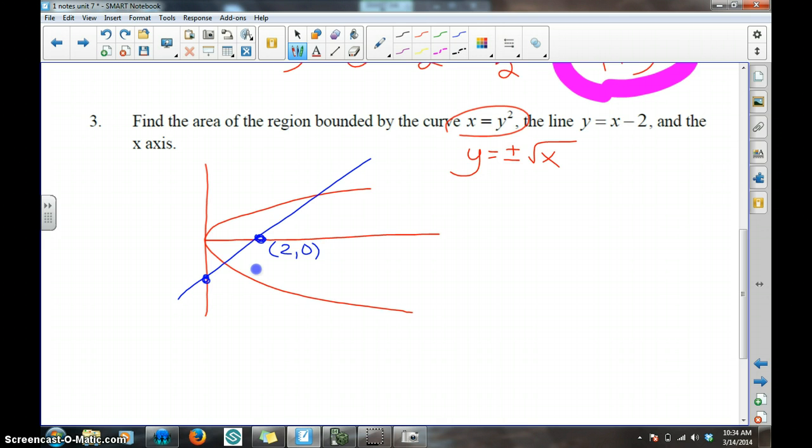Now they didn't give me boundaries here. All they said is they want the area bounded by the parabola, the line, and the x-axis. So they are looking for this area in here. The parabola, the line, and the x-axis. It's worth noting that you do have to read these things very carefully because it's not always the entire enclosed region. Sometimes they'll use the word first quadrant region bounded by. That would be the same picture.